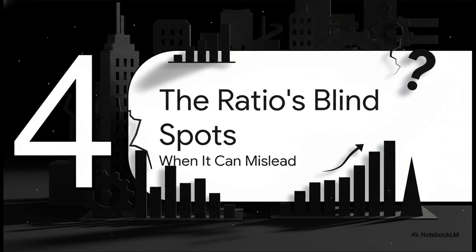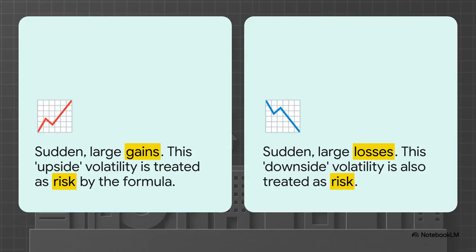Because as powerful as the Sharpe ratio is, it's not perfect. It has some really critical blind spots, and every serious investor absolutely needs to know what they are. Okay, this right here is the single biggest flaw, and it's crucial to get this. The Sharpe ratio is completely blind to the direction of the volatility. It treats a sudden massive gain, the kind of upside surprise we all dream of, the exact same way it treats a sudden massive loss.